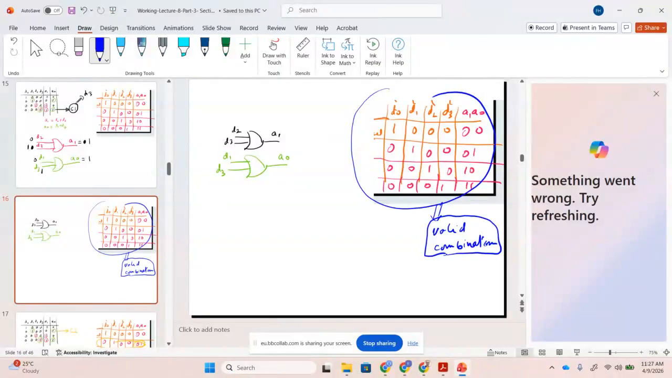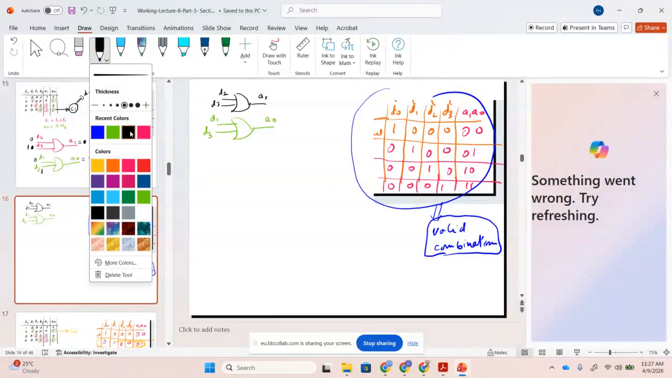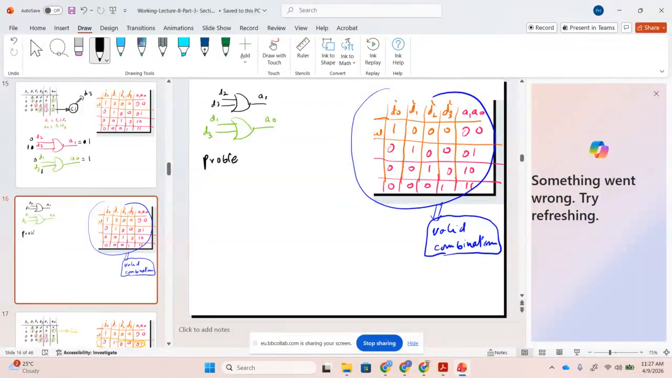So now we want to see two problems with the encoder. What is problem number one? Now the problem is that if we have an invalid combination, and that invalid combination is like D0 is 0, D1 is 0, D2 is 0 and D3 is 0.